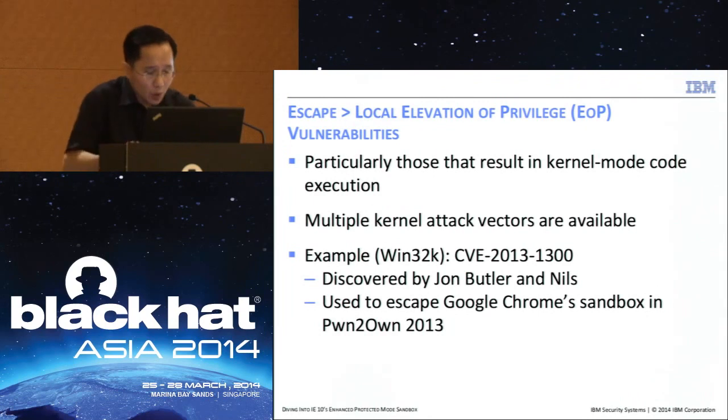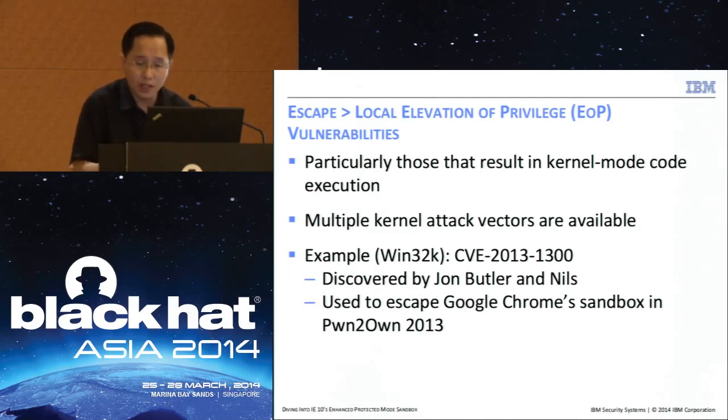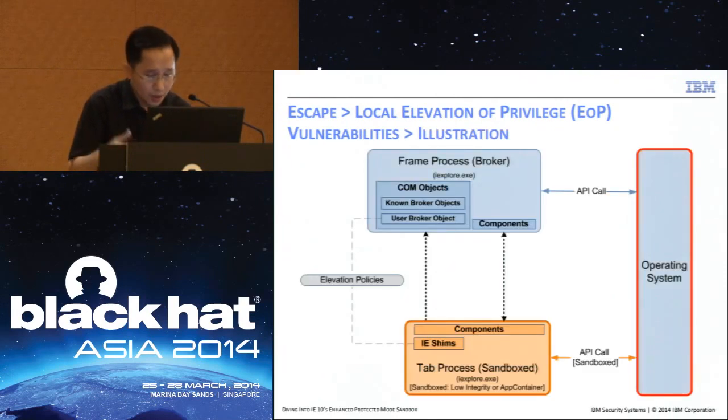An example of a kernel mode bug used to escape the browser sandbox is when John Butler and Niels used the Win32k bug to escape the Chrome sandbox in Pwn2Own 2013. So just to illustrate, an attacker is really not interested in the sandbox mechanisms, since the attacker will be directly targeting the operating system.